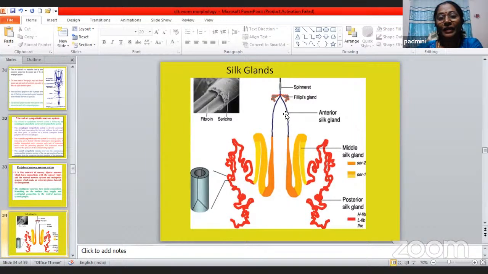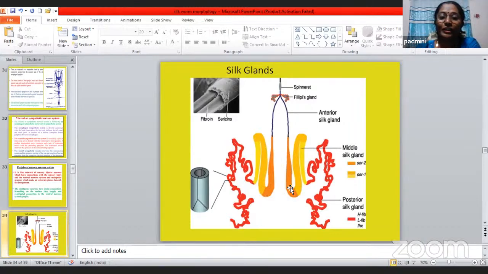So they divide over here, and they divide on either side of the gut. The central part is the gut. On either side of the gut, you have the silk gland present. It is made up of 3 parts. What are they? It has an anterior silk gland, then the middle silk gland that is present over here.